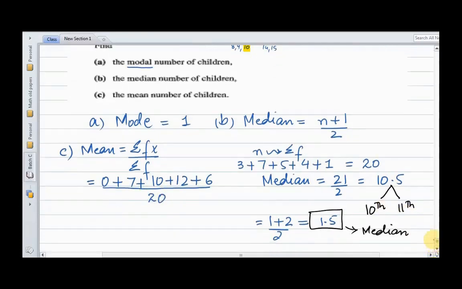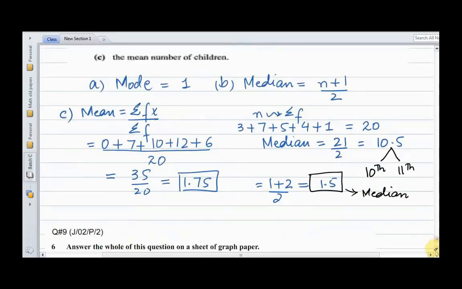Now you need to add all the terms and then divide. So 7 plus 10 is 17, 17 plus 12 is 29, 29 plus 6 is 35. It is 35 divided by 20. So the final answer is 1.75. That is your mean of this data. Right? The same concept, same method, same techniques, and same working formula.